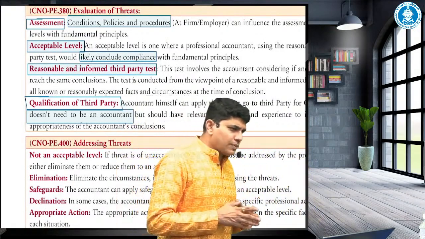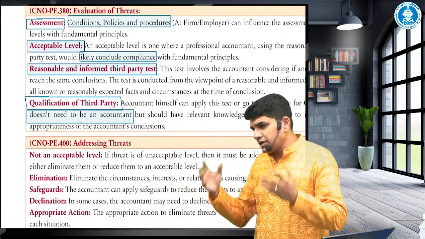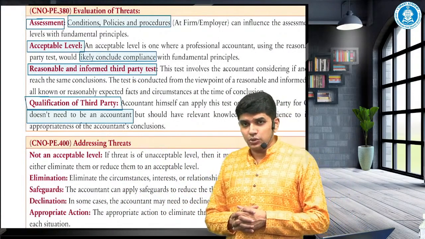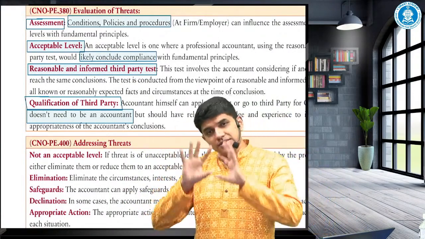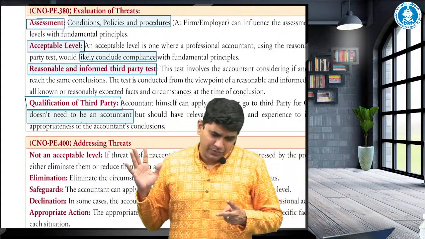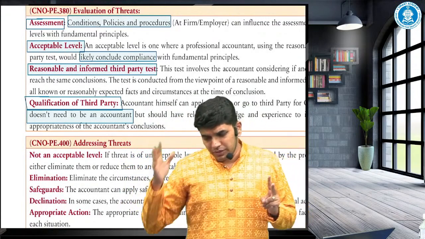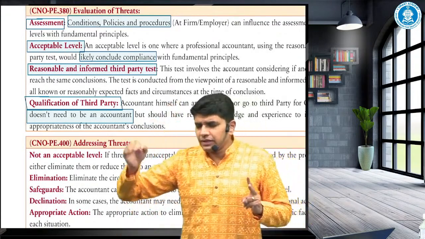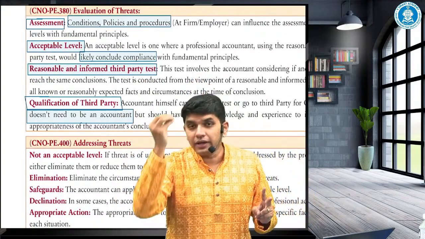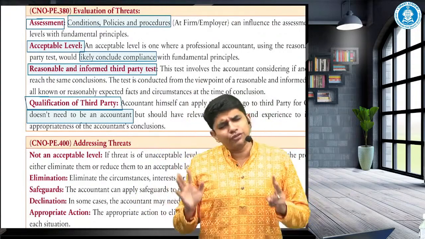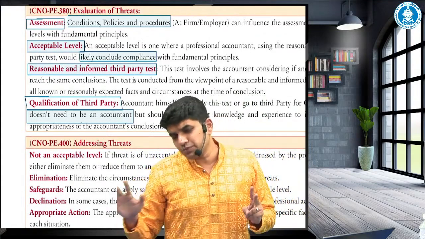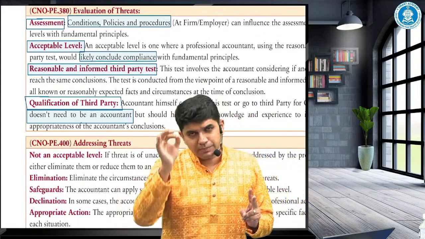And when you make this assessment, what kind of conditions, committees, policies, and internal control system a CA firm or company is having should be taken into consideration. That has a big influence. So assess the level of the threat. Next, the level of the threat should be acceptable. When are we going to call a threat acceptable? If after applying the reasonable and informed third party test, we feel that the chartered accountant is not going to compromise with fundamental principles, then it is an acceptable threat.